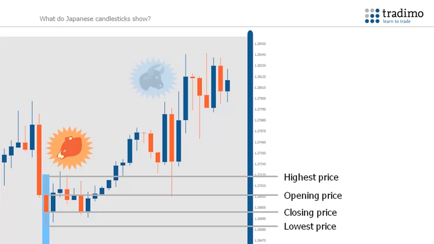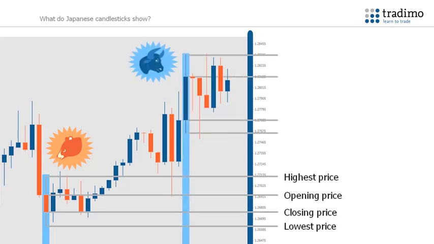Furthermore, there are the blue candles that show rising prices. Hence, they have the opening price at the bottom of the candle and the closing price at the top of the body. Exactly as with the bearish orange candle, the upper wick shows the highest and the lower wick the lowest price of that period.